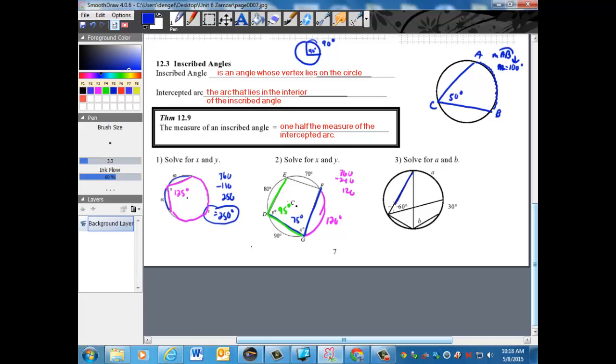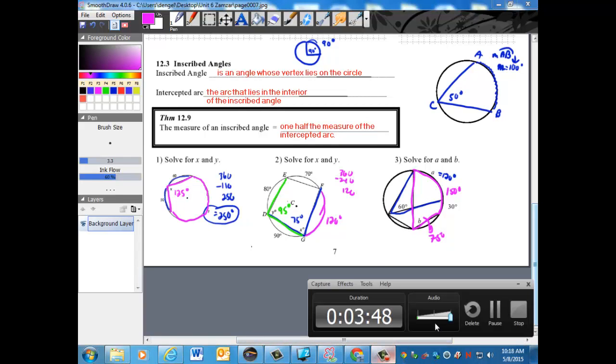Next, angle 60 degrees. Here's its intercepted arc. A has to be 120 degrees. What else do we know? We have 30 degrees here. Let's add up 120 and 30. We get 150 degrees, and that's angle B. So angle B would be half of 150. Angle B would be a 75-degree angle. Alright, let's head over to the next page.